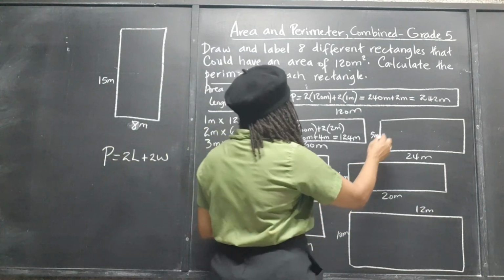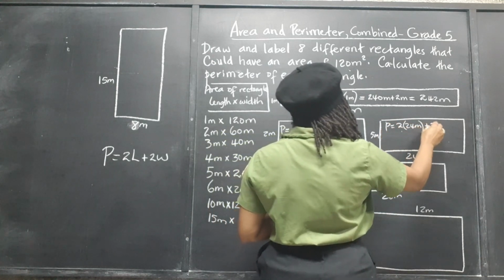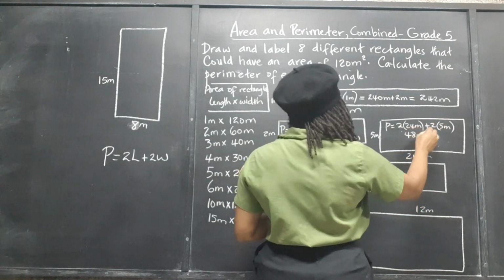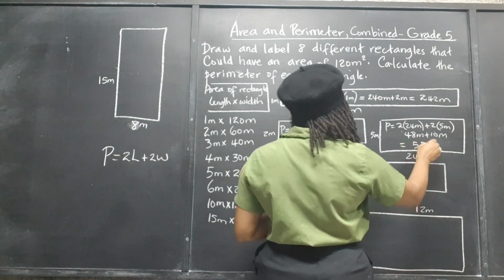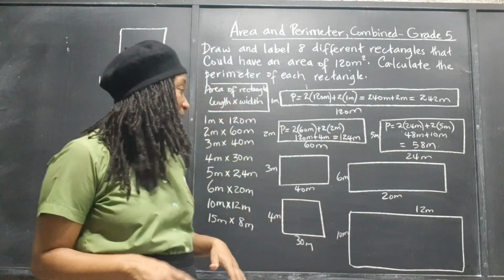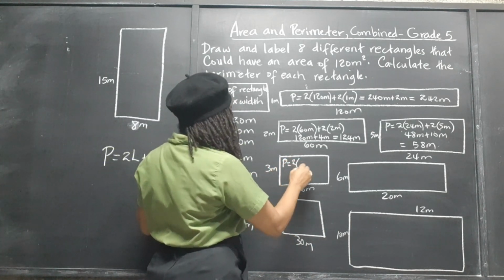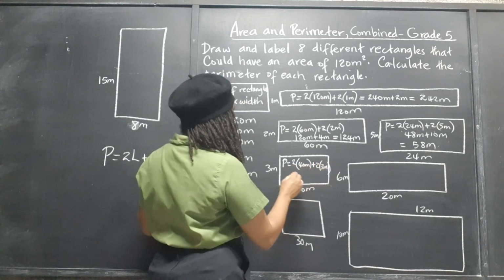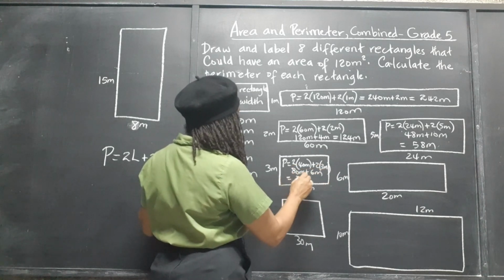The perimeter of this rectangle, 2 times the length plus 2 times the width. So that's 2 times 24, 48, 2 5s are 10. So the perimeter is 58 meters. So much difference in the perimeters, even though they have the same area. The perimeter of this rectangle, 2 times the length plus 2 times the width. So 2 times 40, that's 80, 2 3s are 6. So this is 86 meters.